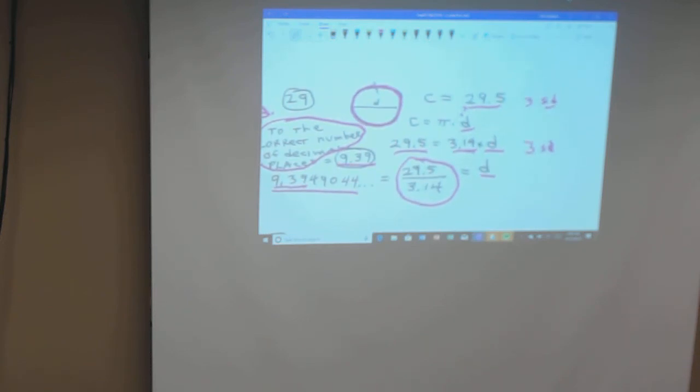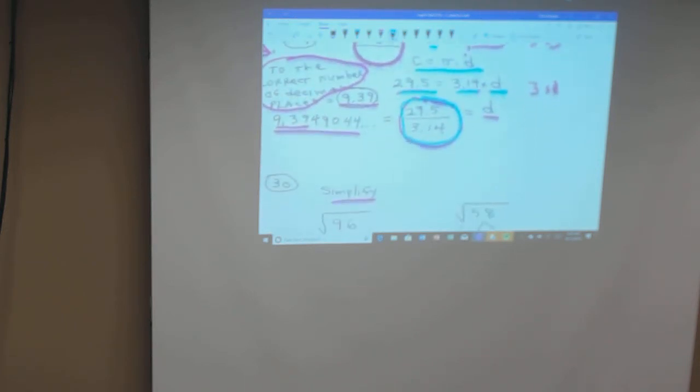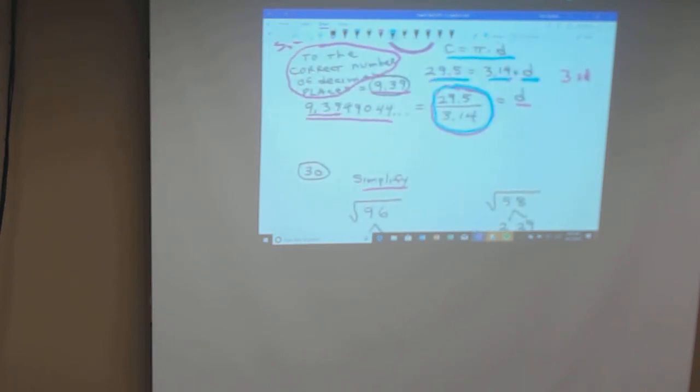29. The circumference of a basketball is 29.5. So now they're telling us what the circumference is, and they want us to find the diameter. So circumference is pi times diameter. So 29.5 equals 3.14 times d. So d would be 29.5 divided by 3.14. And what does that come out to be? 9.3949044. And what do they say to do? Oh, on the test it'll say to the correct number of decimal places. And since there are 3 significant digits, then you only go out to 3 significant digits, which would be 9.39.